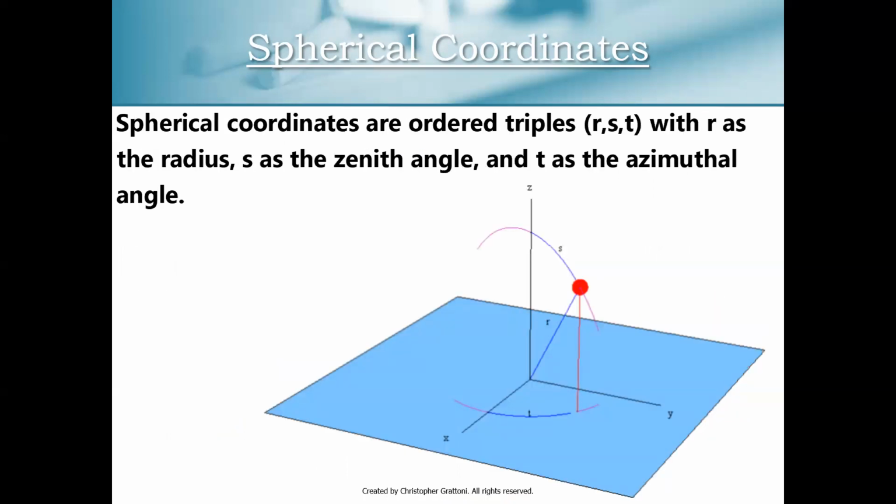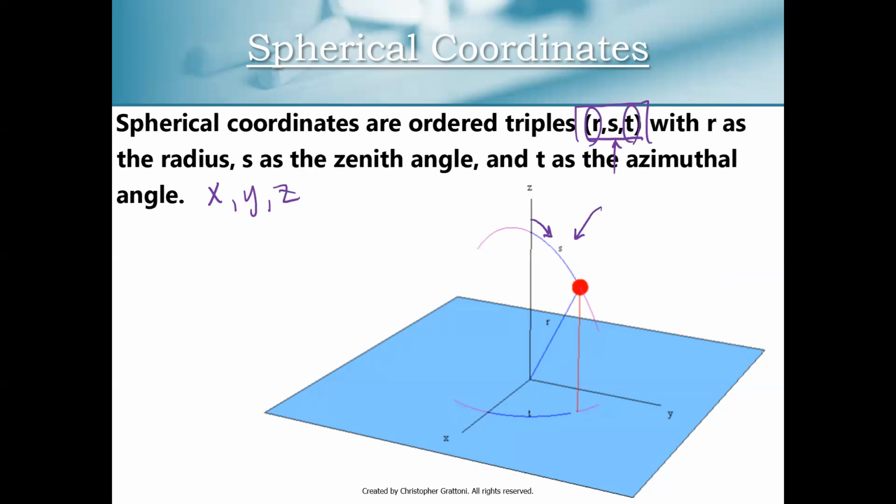So when someone talks about spherical coordinates, instead of having an x, a y, and a z as with rectangular coordinates, we have an r, s, and t. And one important part of this course is understanding what each of these represents. So s is going to be a rotation down from the positive z-axis. How many degrees am I rotating down from the positive z-axis?